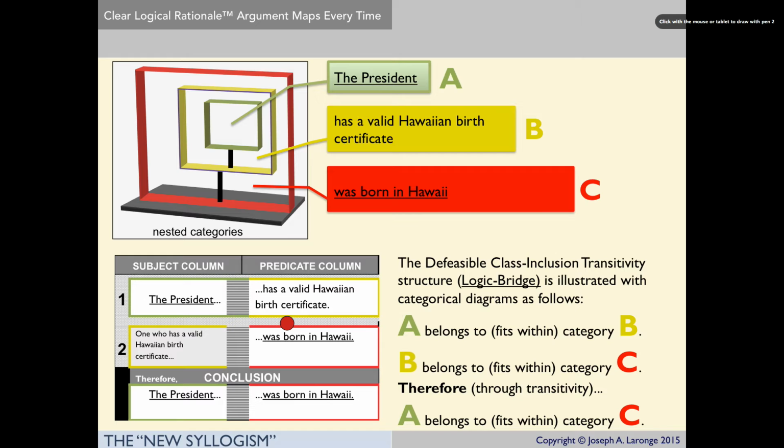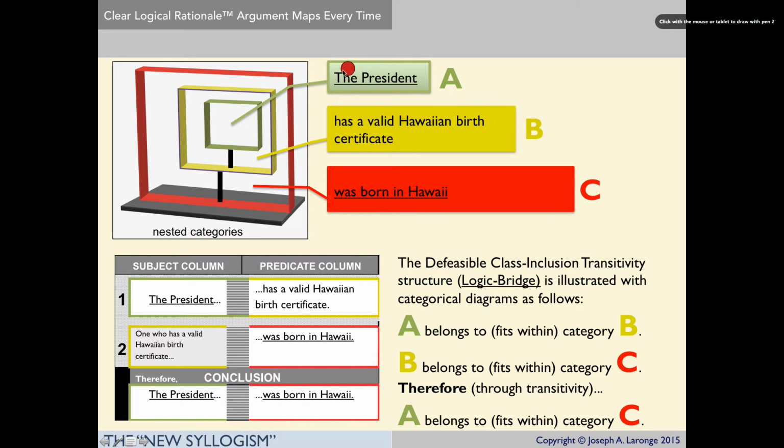This is a kind of graphic to explain those two principles. I know it looks like Venn diagrams, but it isn't. But here you have, for example, two premises. The president has a valid Hawaiian birth certificate. That's premise one. Premise two is one who has a valid Hawaiian birth certificate was born in Hawaii. So the conclusion is, and this is through transitivity, the president was born in Hawaii.